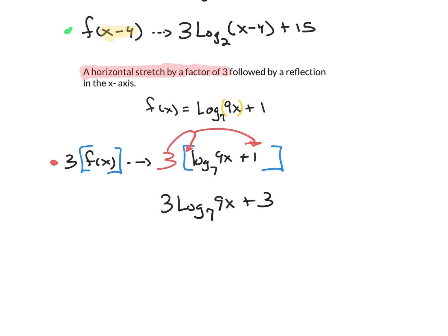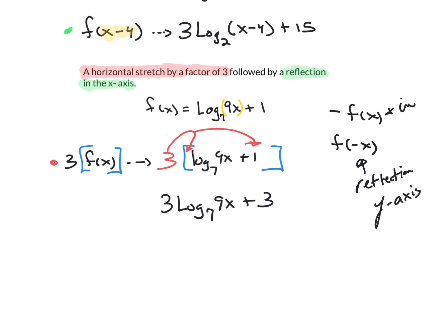And then we're going to do a reflection in the x-axis. A reflection in the x-axis, right? People keep getting this backwards. Negative f of x versus f of negative x. This is a reflection in the y-axis. And this is a reflection in the x-axis. So make sure you're getting those straight.